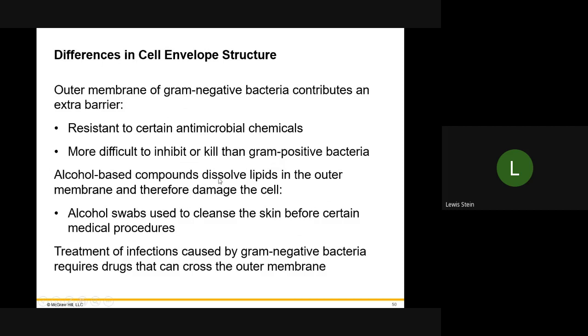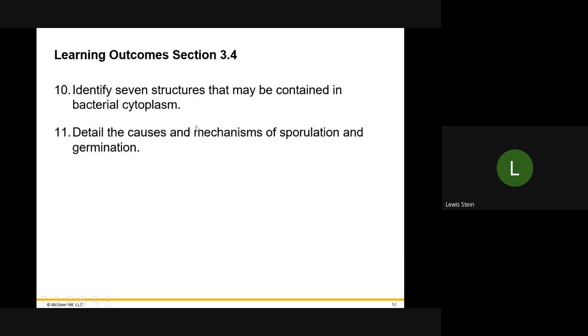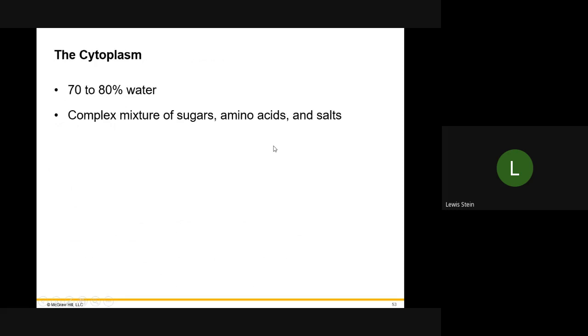So alcohol, okay. The ones on the surface are normally on the surface. We get rid of them. So, extra barrier, 7 structures in the cytoplasm. Okay. And then we'll get to endospores. A point of information.